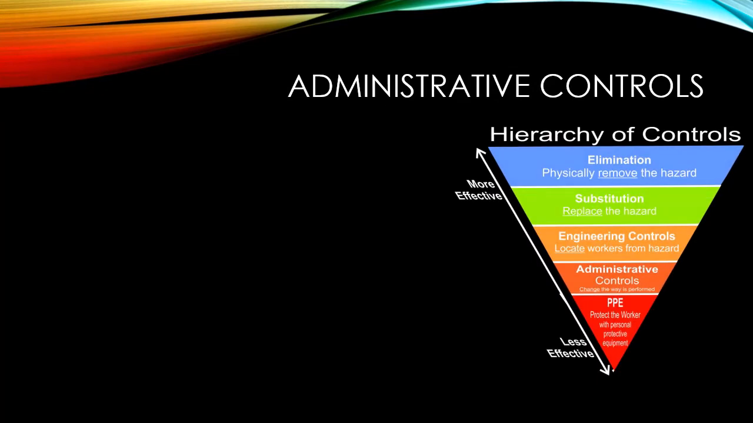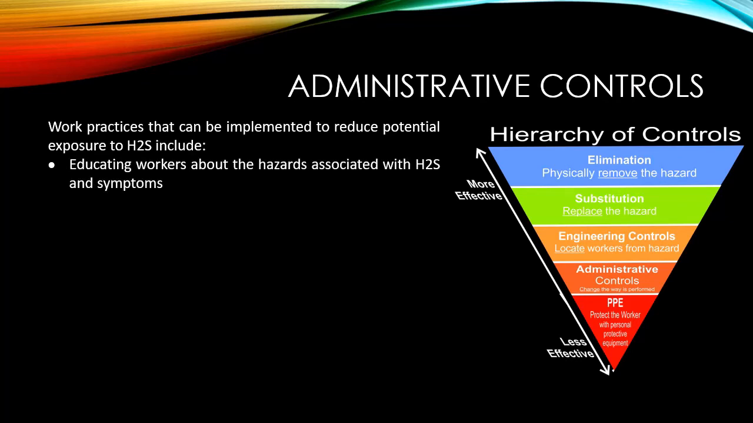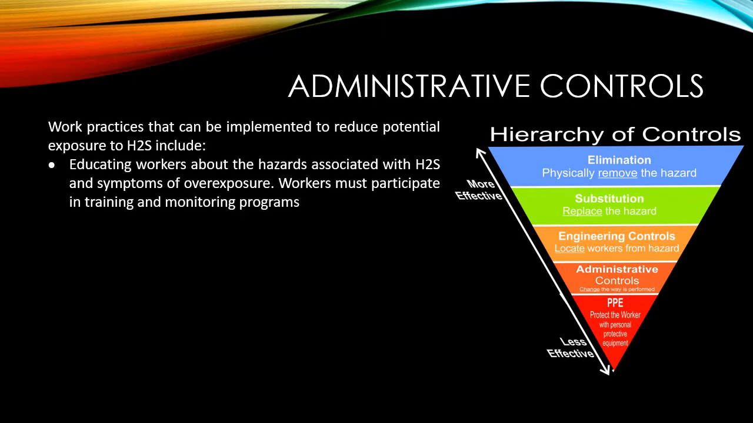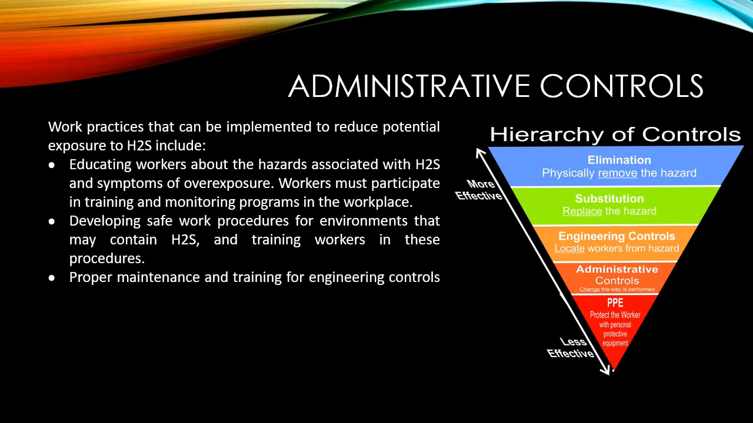H2S Administrative Control. Work practices that can be implemented to reduce potential exposure to H2S include educating workers about the hazards associated with H2S and symptoms of overexposure. Workers must participate in training and monitoring programs in the workplace. Developing safe work procedures for environments that may contain H2S and training workers in these procedures. Proper maintenance and training for engineering controls and other equipment used to control exposure.